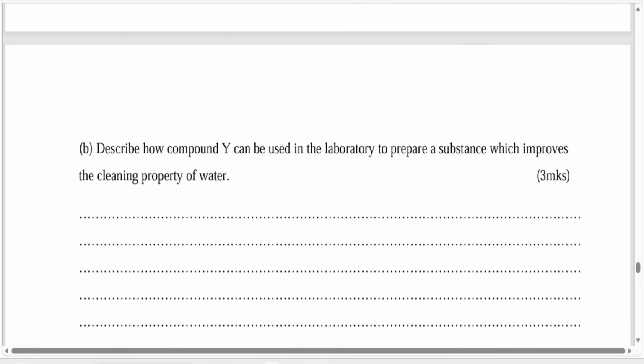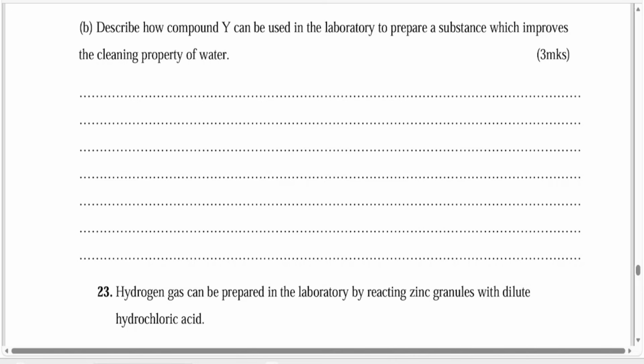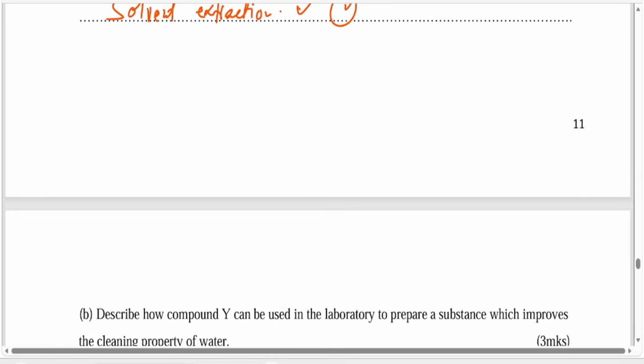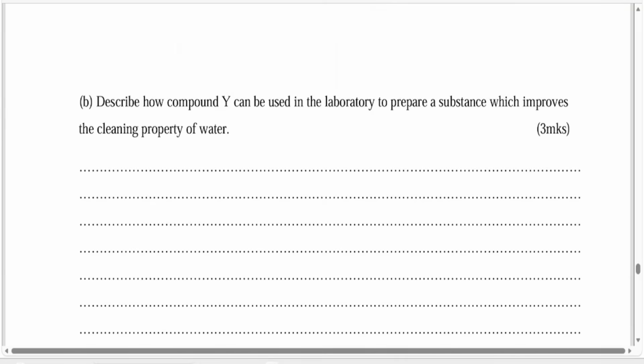Part B of the question. Describe how compound Y can be used in the laboratory to prepare a substance which improves the cleaning property of water. How can I use substance Y to prepare a substance which improves the cleaning property? We are being told that an organic compound Y can be obtained when propanol is added to crushed simsim. So how do we use it to improve the cleaning property of water?